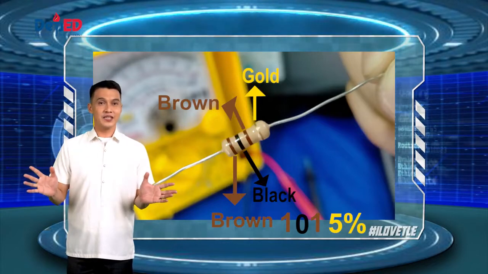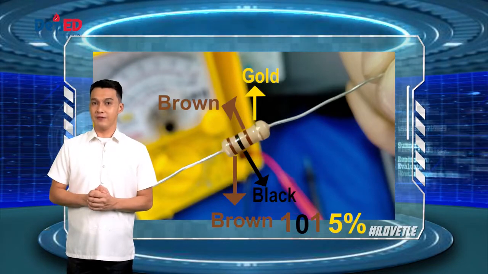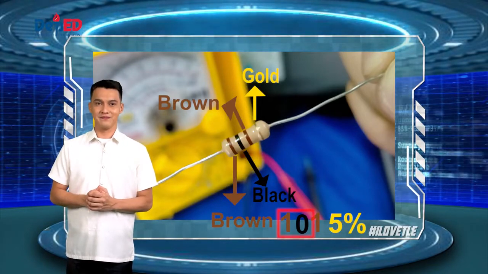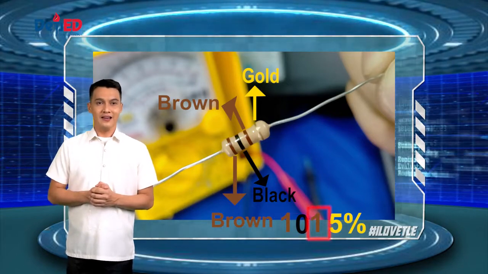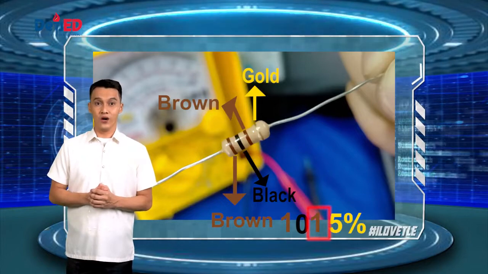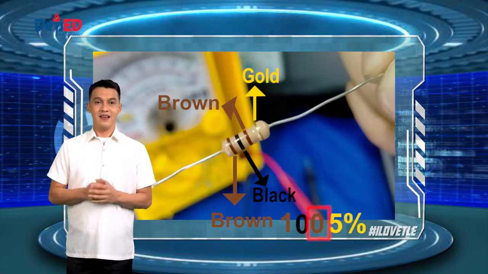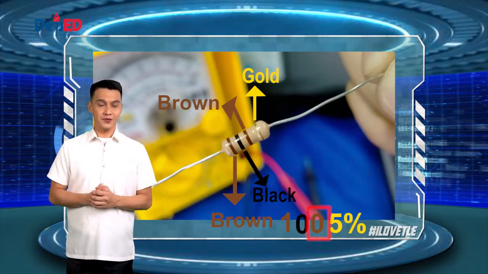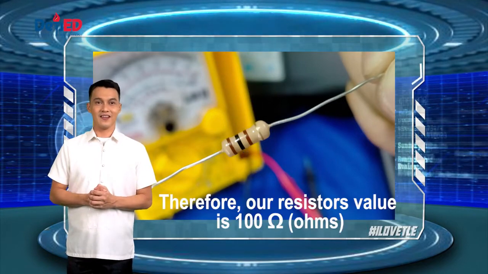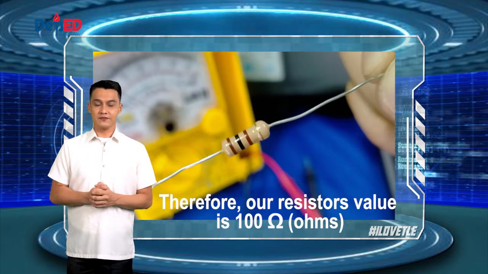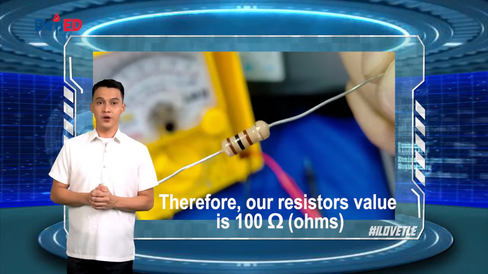The easier way to read that value is just to keep the first two values the same. We know that our multiplier is 1. Let us convert that 1 into 1 zero. If our multiplier is 2, just convert that into 2 zeros. Therefore, our resistor's value is 100 ohms.